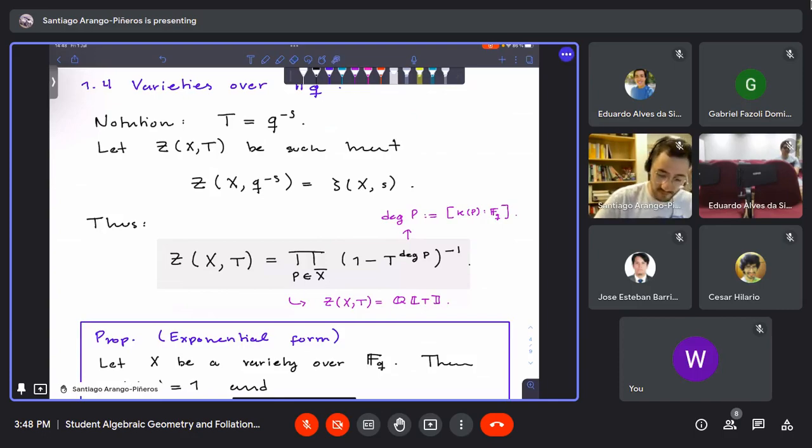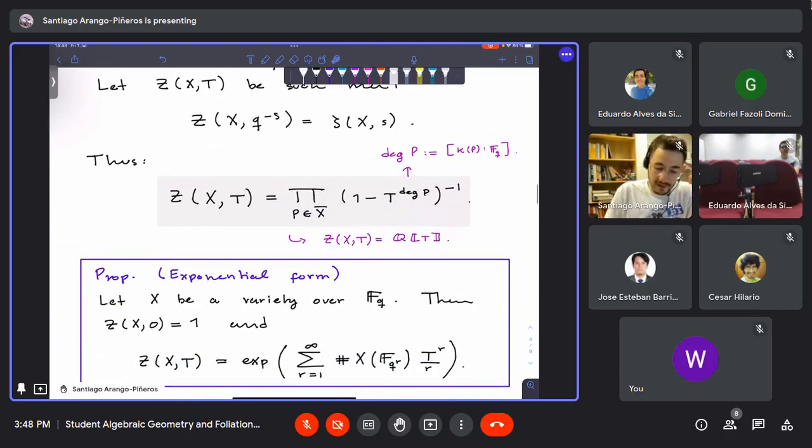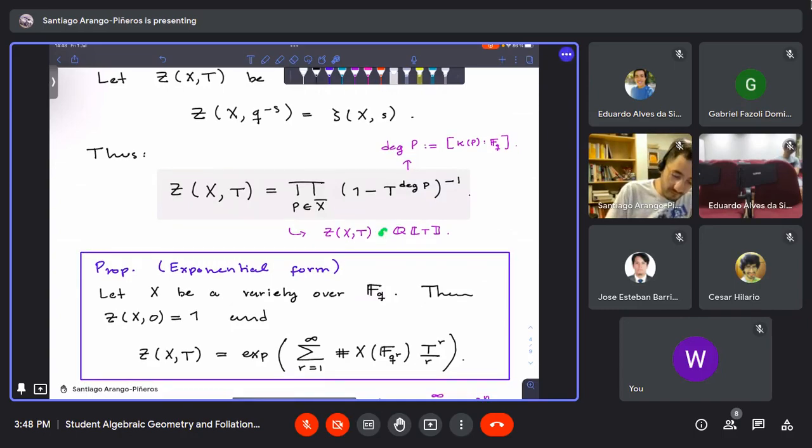Recall that the degree of a point is, since my residue field is a finite extension of my ground field, the degree of that extension, the dimension of the residue field over F_q as a vector space. And we're just going to think about this zeta function as an element in the ring of formal power series with rational coefficients. So we're not thinking about convergence or analysis right now.